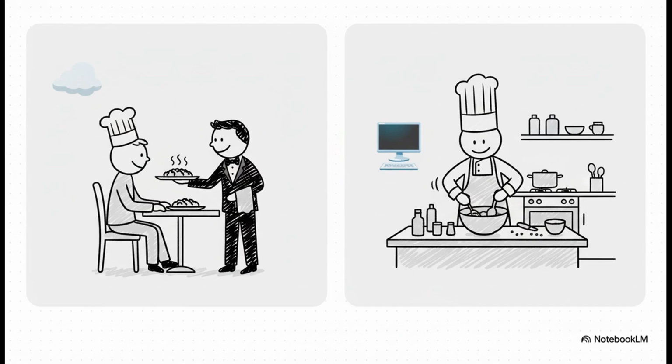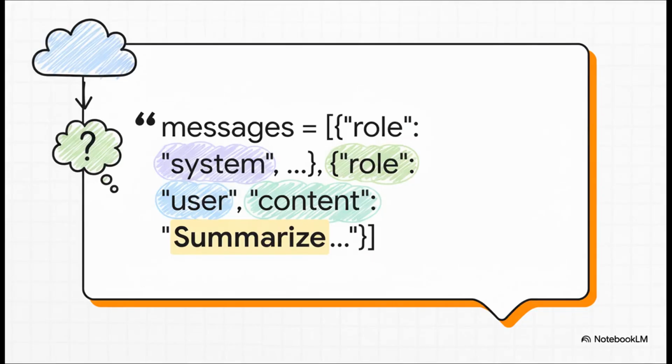The easiest way to think about this is like ordering from a restaurant versus cooking at home. Using an API from a service like OpenAI, that's the restaurant. It's super convenient, the food is great, and you don't have to do any of the work. Running a model locally with something like Hugging Face, that's cooking at home. Yeah, you're responsible for everything, but you have total control. You're the chef. When you're using an API like OpenAI's, it's all about having a structured conversation.